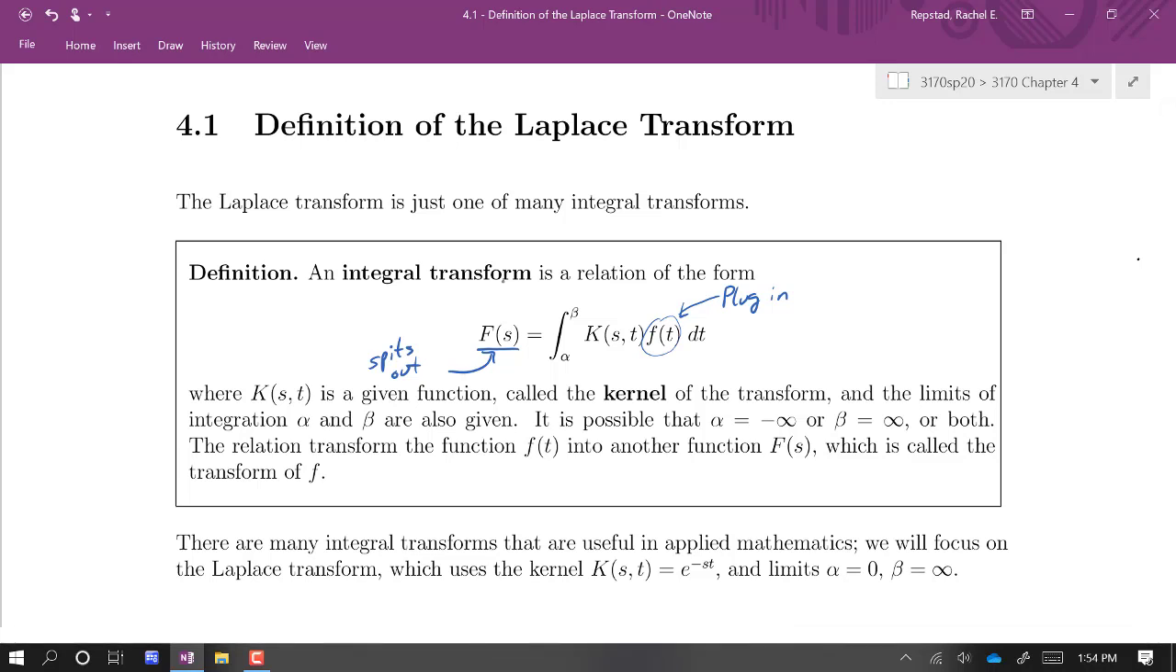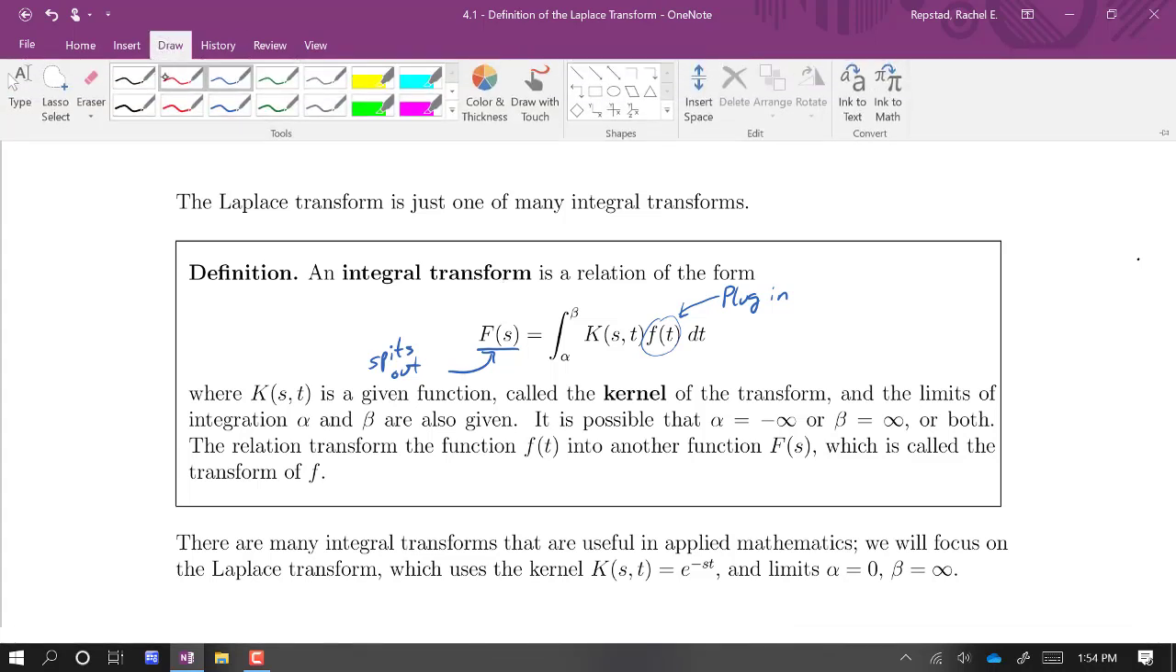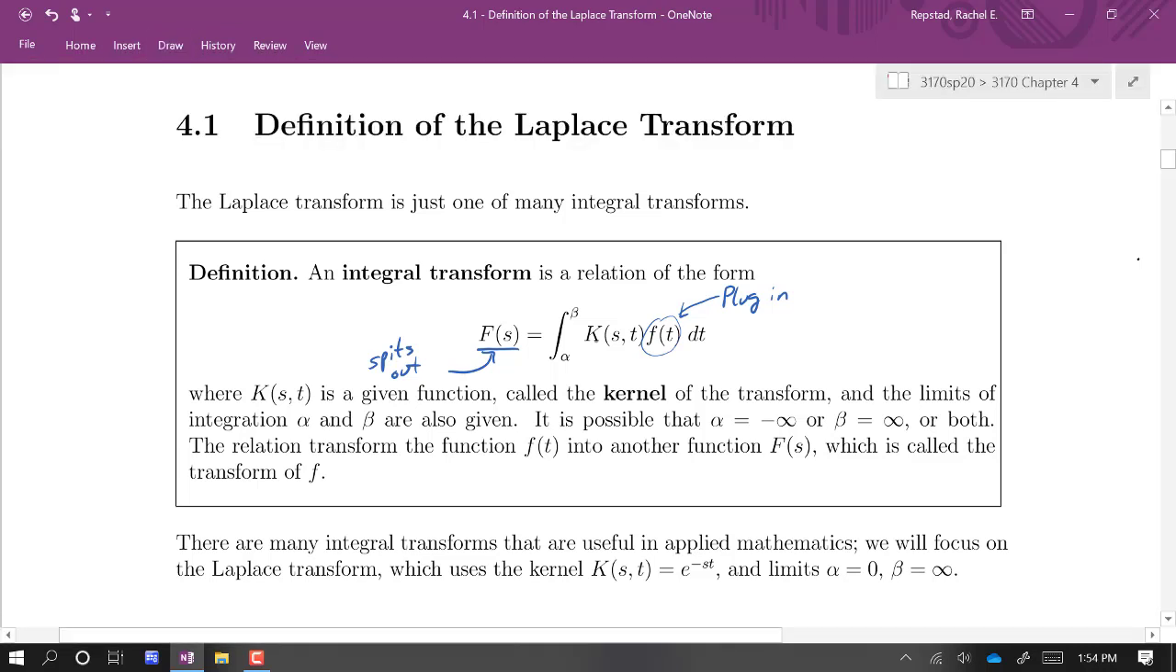Now, the thing that changes depending on what the integral transform is, is the kernel. What defines a particular integral transform is what we call the kernel. It's this function, big K of s and t, so it's a function of both s and t, and then what the limits are. Once we fix the kernel and those limits, then we know what transform we're talking about. It's possible that one or both of those limits of integration could be infinite. With the Laplace transform, which is what we're going to focus on in this class, the kernel is the function e to the negative st, and the limits are from 0 to infinity.